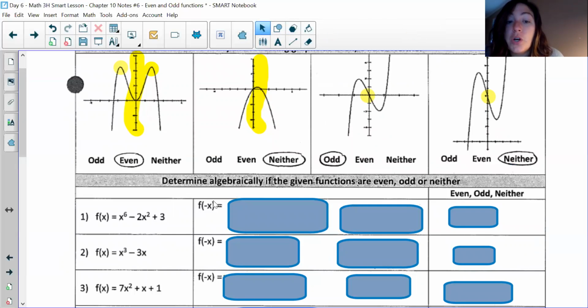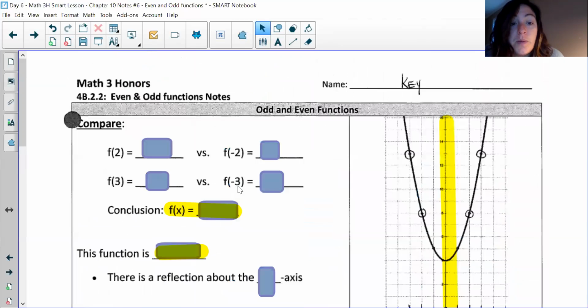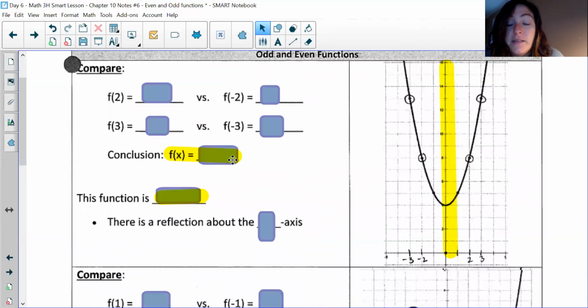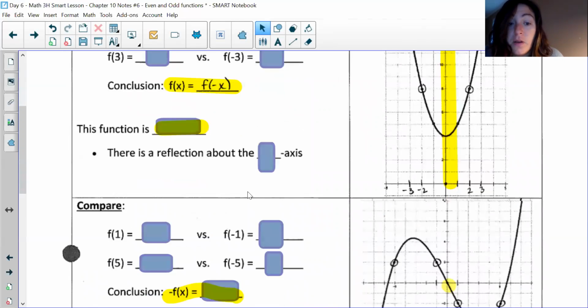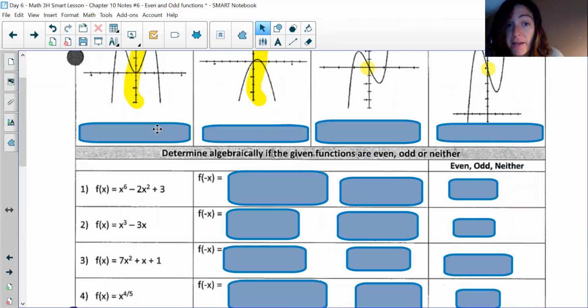So how do you determine algebraically if the function is even or odd? That is going to be this relationship here. We're going to look to see if f of negative x gives me f of x, or if f of negative x gives me the opposite of f of x by substituting in negative x.